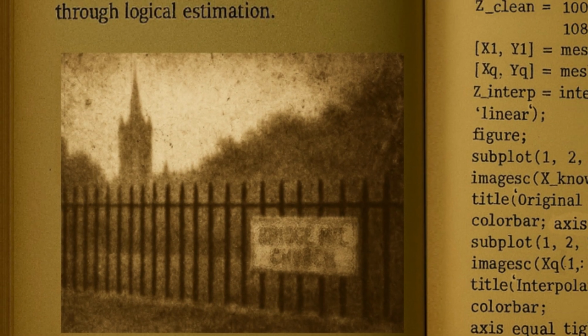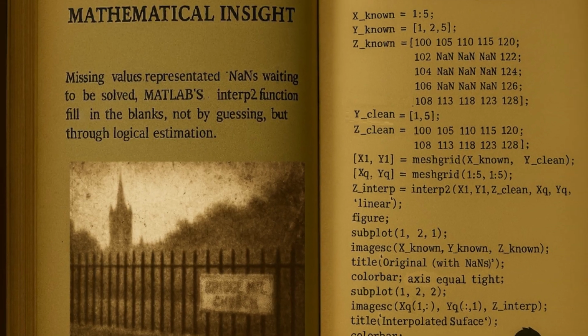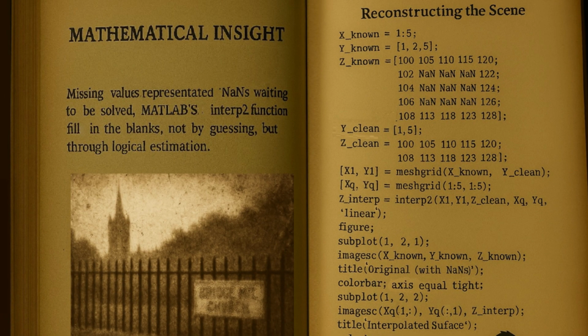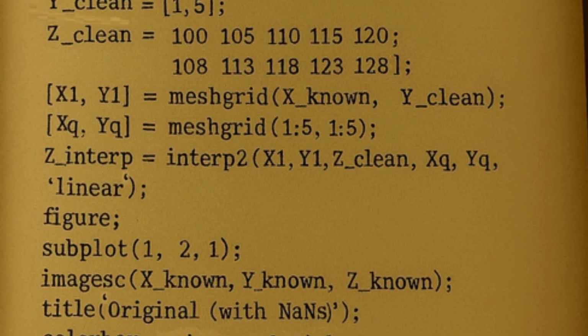The story shifts from Holmes's adventure to a page rich with mathematical insight, a hidden layer of logic woven beneath the mystery. As Alex's eyes trace the page, he notices something striking. The author hasn't just described Holmes's reasoning, he has translated it into code. Right there, printed in the text, is MATLAB syntax, interp2.